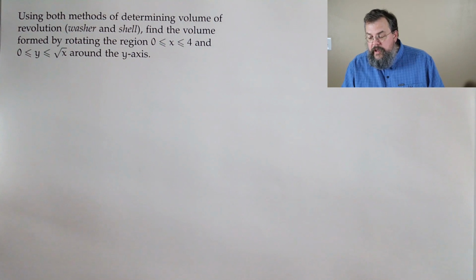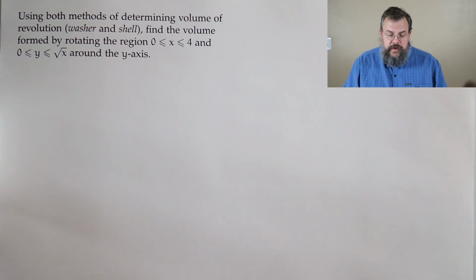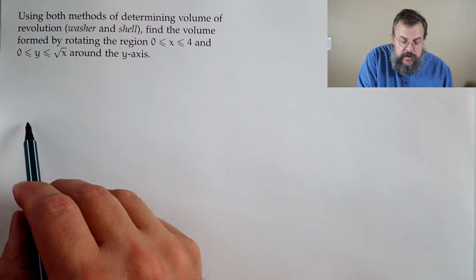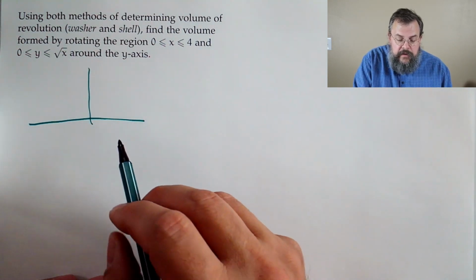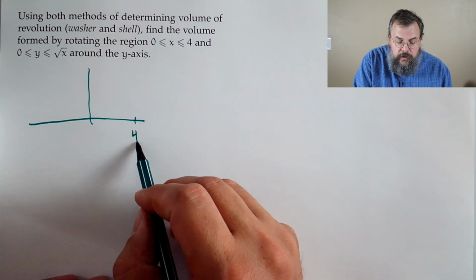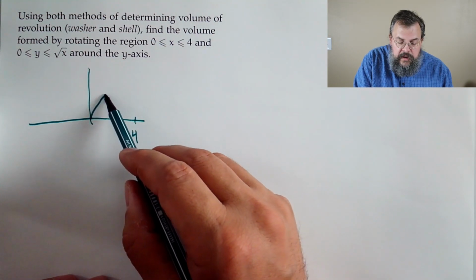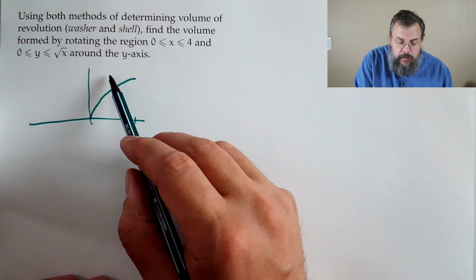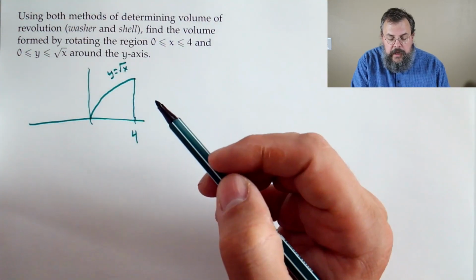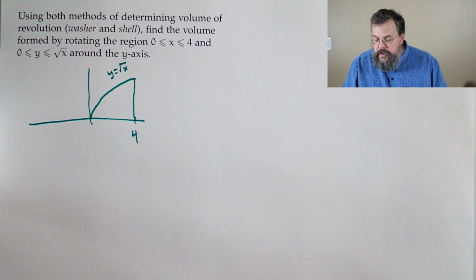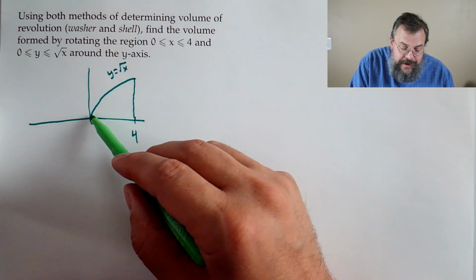All right, so let's think about what's happening here. Let's start by sketching our region. We'll draw some axes here, and what do we have? Well, x is going from 0 to 4, so here's 4, and y goes from 0 up to square root of x. So let's say this is y equals square root of x. Then our region that we're looking at is this region here. And we'll shade it in, give ourselves a little idea of what's going on here.